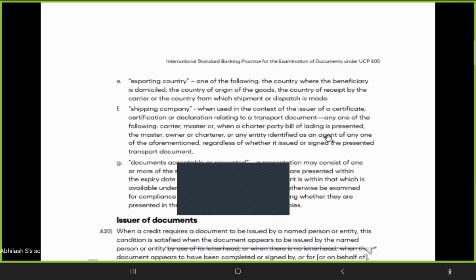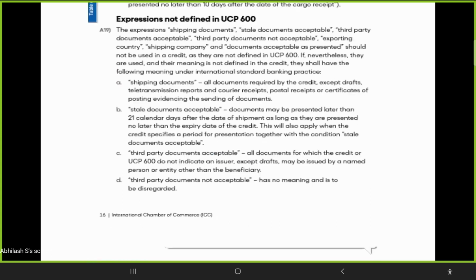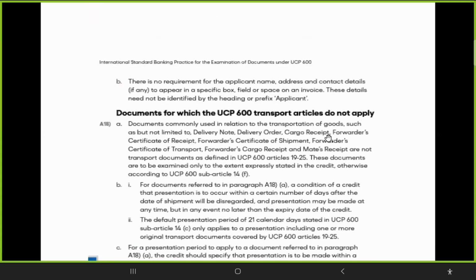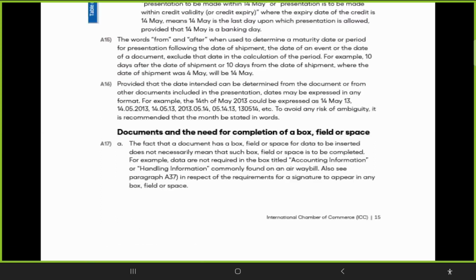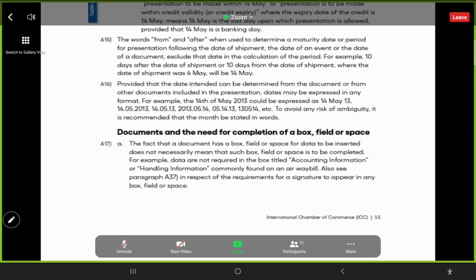Yeah, okay. Can you see my screen? Yeah, Vilas. Yeah, okay.